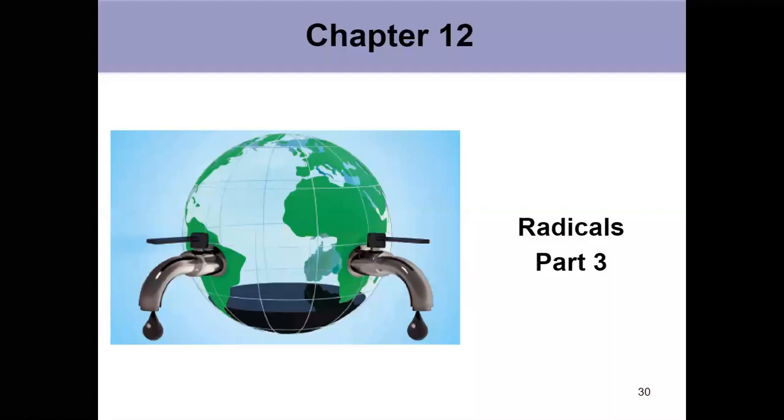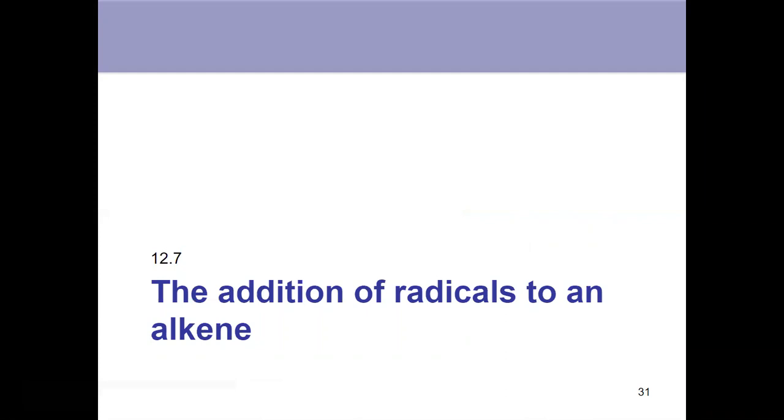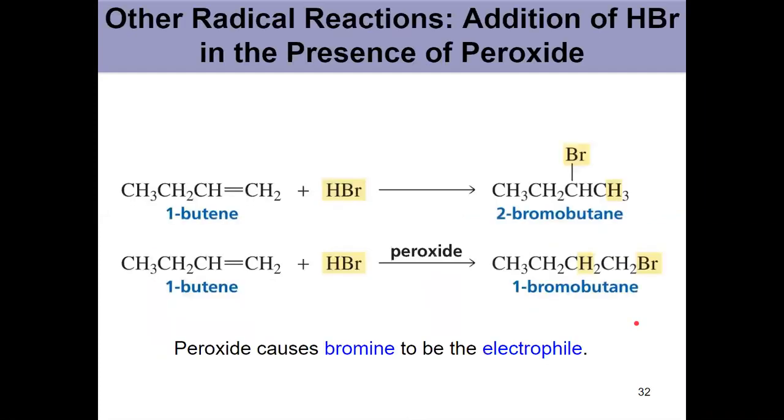In this video, we're going to talk about the addition of radicals to an alkene. Everything we've talked about up until now has been about alkanes. We'll talk briefly about radicals and alkenes, and then talk for a little bit about the stereochemistry of radical reactions. I know every time you hear stereochemistry you shudder a little bit, but it's really not bad at all for radical reactions. So what happens when we have a radical with an alkene?